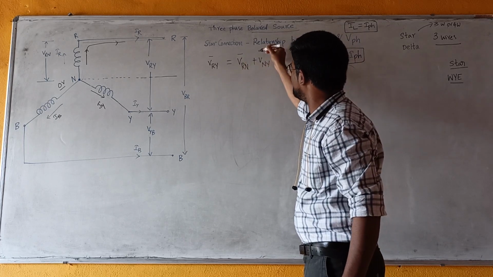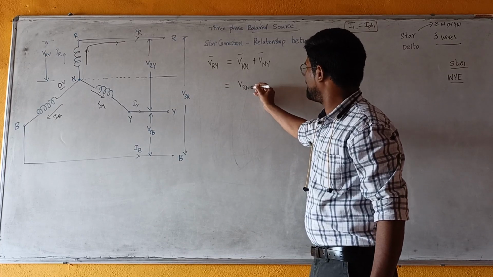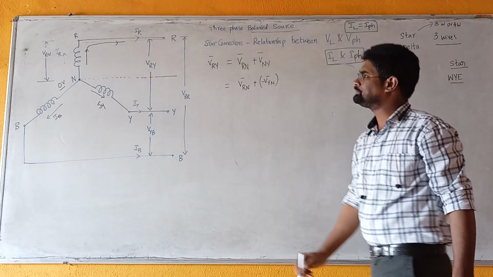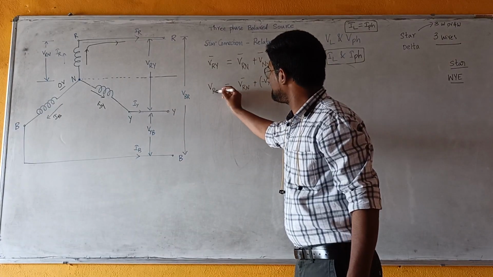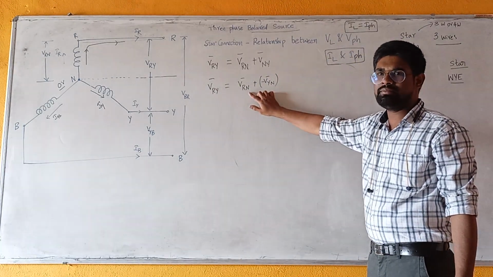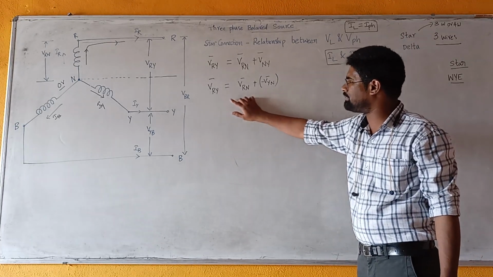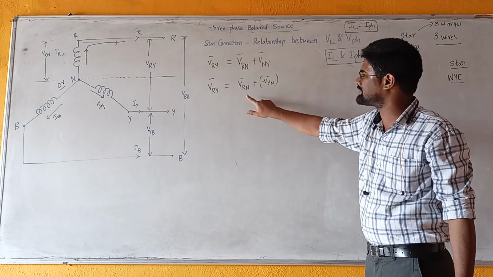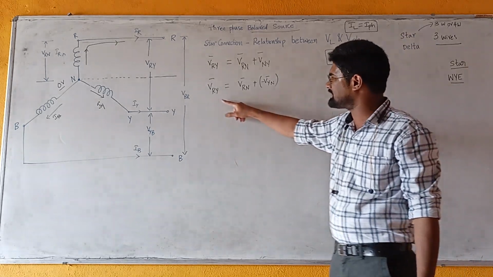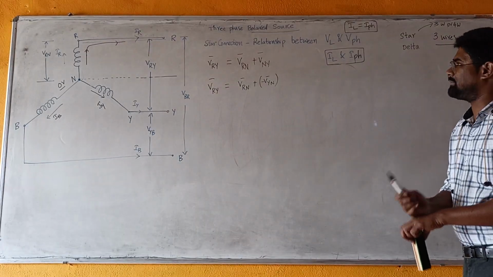VRY is equal to VRN plus VNY, which we can rewrite as VRN plus of minus VYN. So VRY is a phasor which is the phasor sum of VRN and minus VYN. Now to derive the relationship between line voltage and phase voltages: VRN is a phase voltage, minus VYN is also a phase voltage, and VRY is a line to line voltage. We need to consider the phasor diagram.